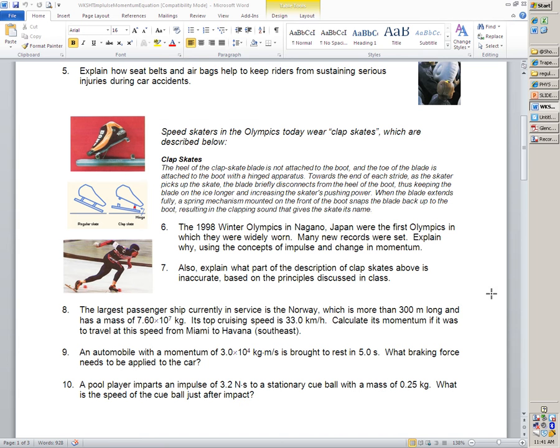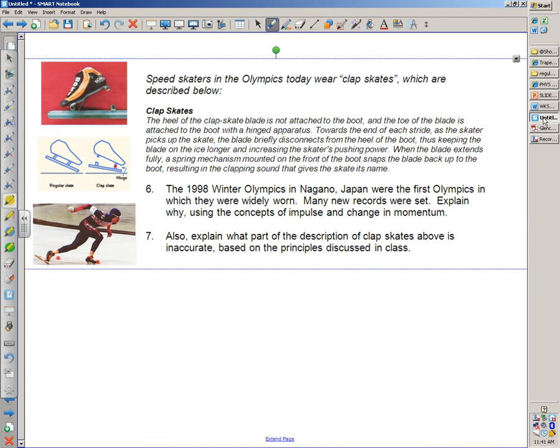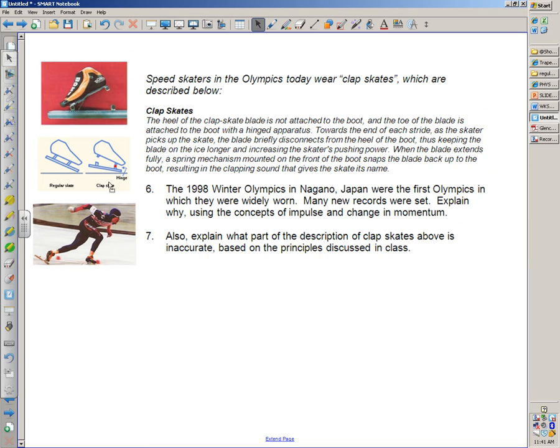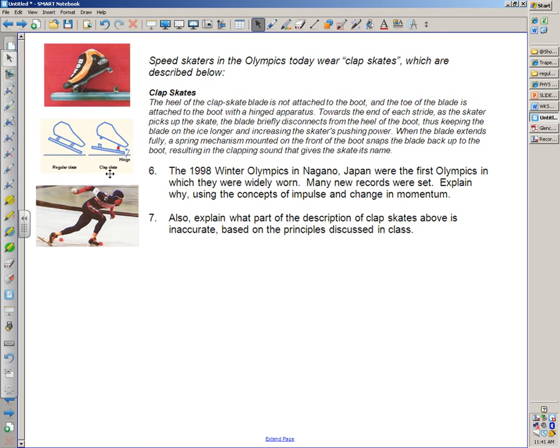questions number 6 and 7 deal with speed skating, which nobody ever really pays attention to unless it's, you know, the Winter Olympics, pretty much. But back in 1998, the Winter Olympics in Nagano, Japan, speed skating was revolutionized. I mean, you're the person who revolutionized speed skating. I don't know really where that puts you in the hierarchy of revolutionary people, but, you know, whatever.